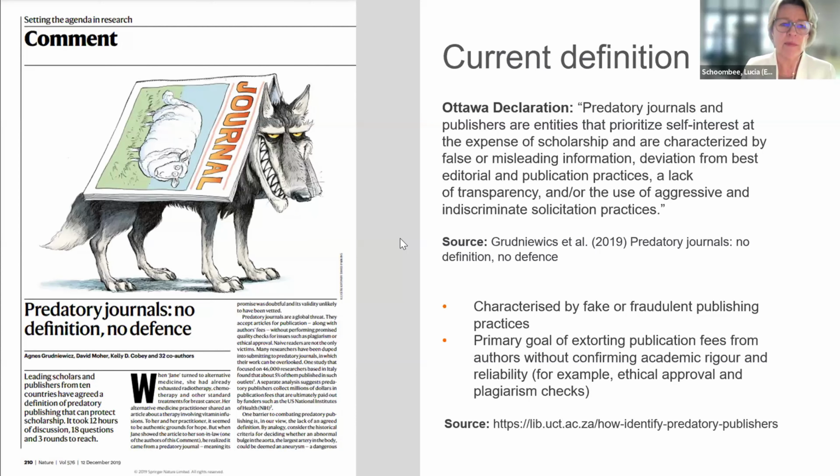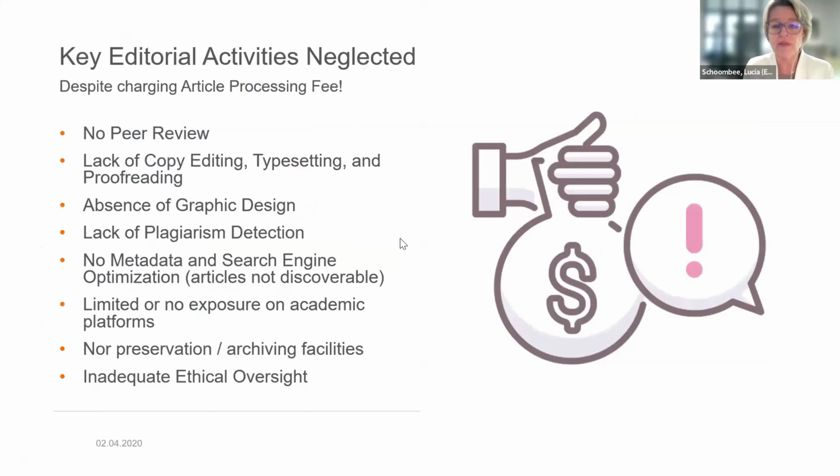So if you look at what the key editorial activities are that you usually expect from a publisher or from a journal, which these publishers do not do, right? So they don't do peer review. So there's no peer review, which compromises the validation of research findings. So the whole scientific system is basically based on peer review. So taking away that step really compromises the whole scientific system. They also fail to do any copy editing, typesetting, proofreading. There's usually an absence of graphic design. The lack of plagiarism detection.